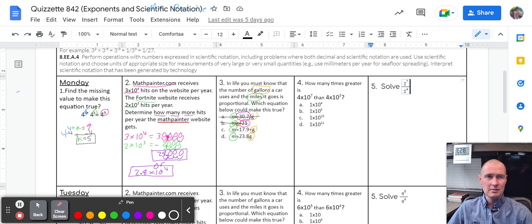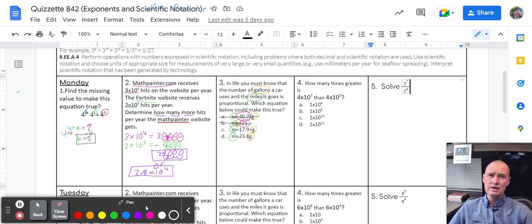And that also does not make sense. So we need to go further than 21 miles on a tank of gas. All right, so let's take a look at C. We have M equals 17.9 plus gallons. All right, so this one's looking a little bit better.